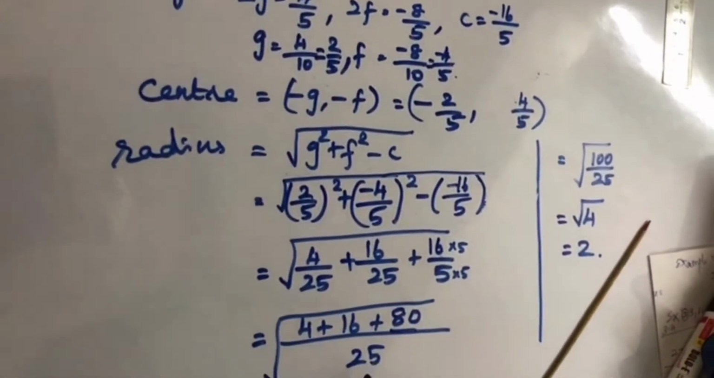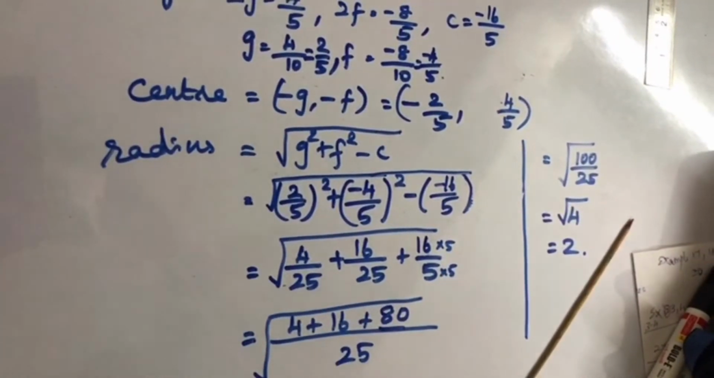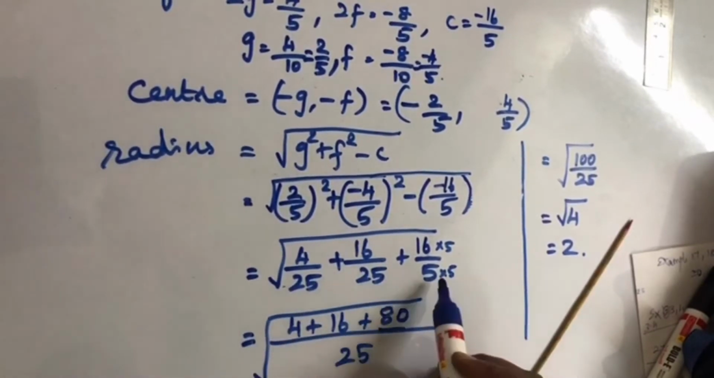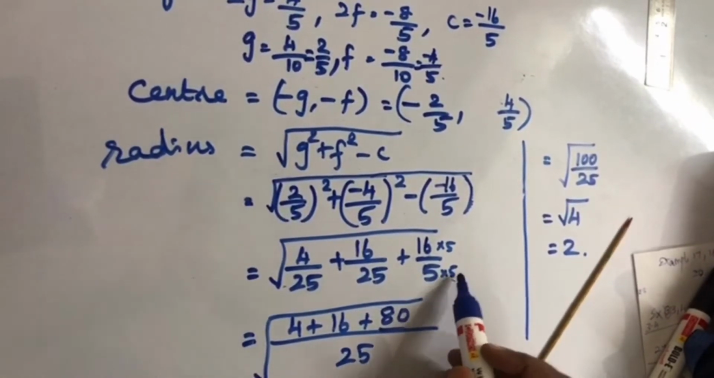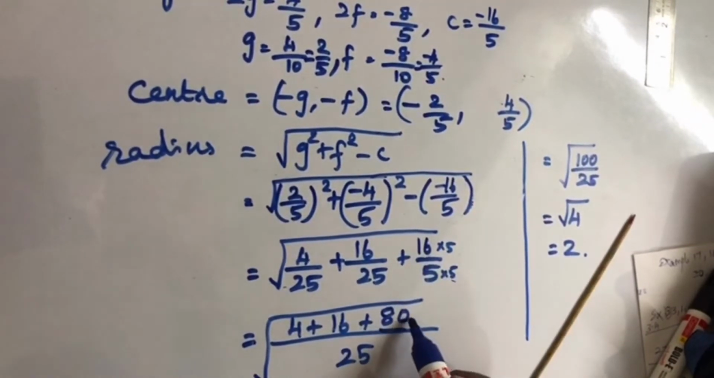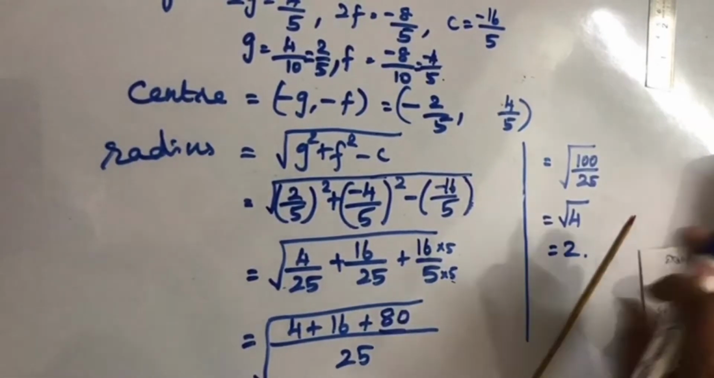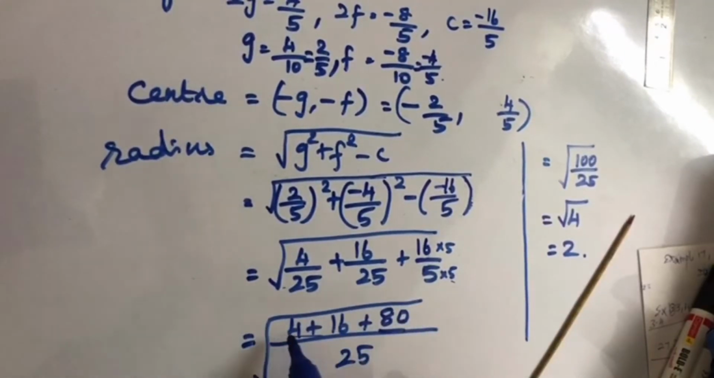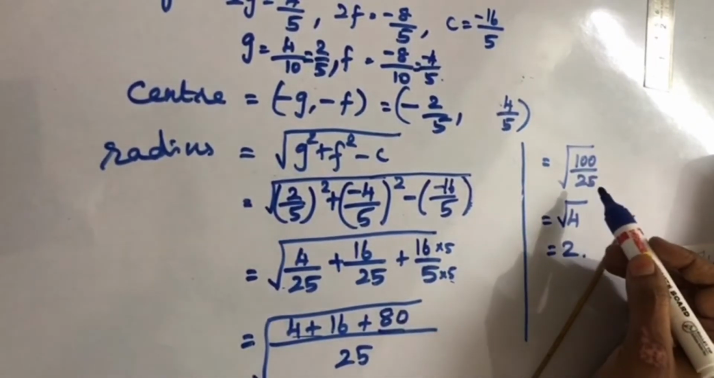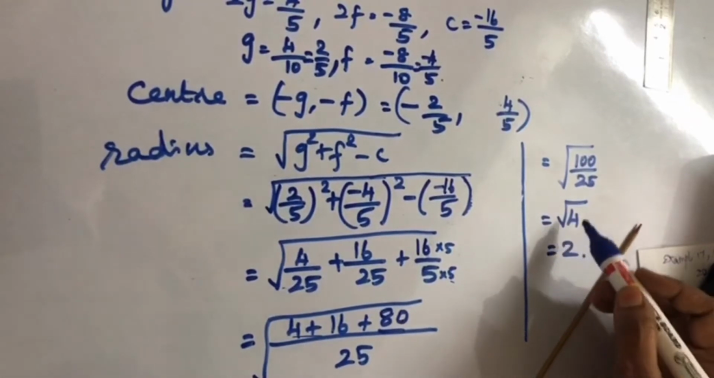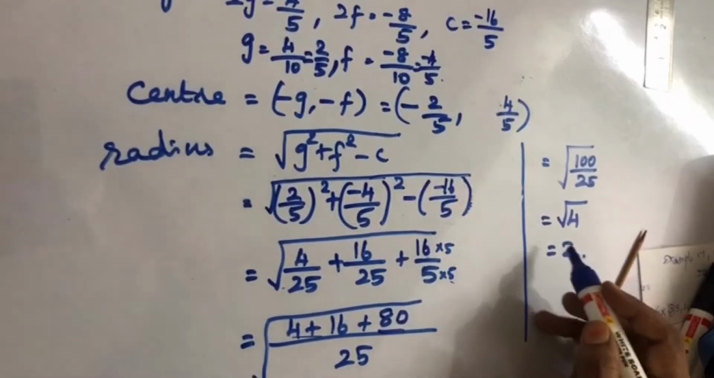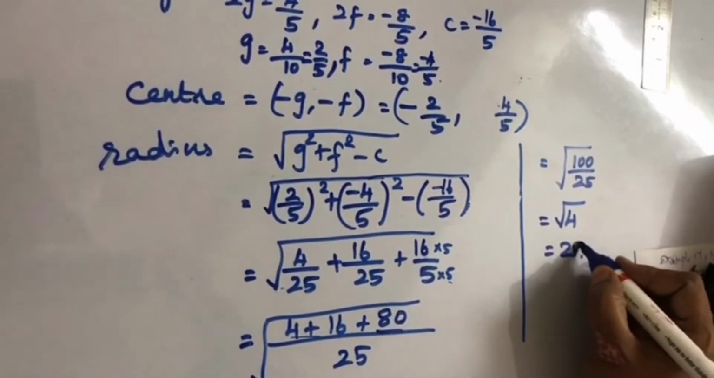Now we have to take 25 as LCM. So 25. So 4 plus 16. Here we have to multiply the denominator by 5 as well as the numerator. So it is 16 5s are 80. While adding all these numbers, 4 plus 16 plus 80, you will get 100. So 100 by 25, that is equal to square root of 4, and it is equal to 2. So the radius is 2 units.